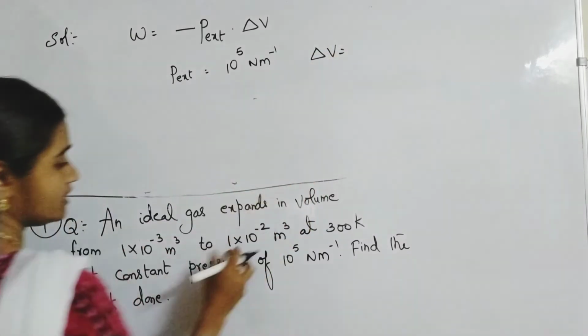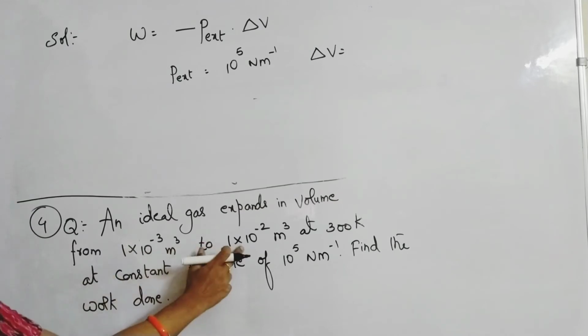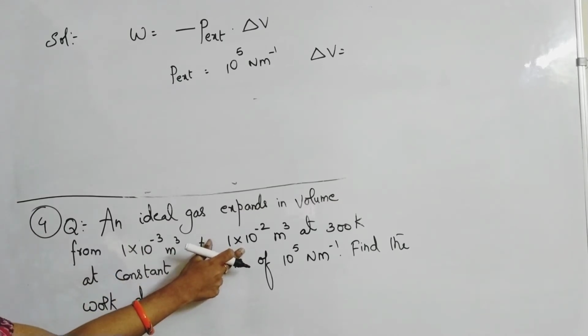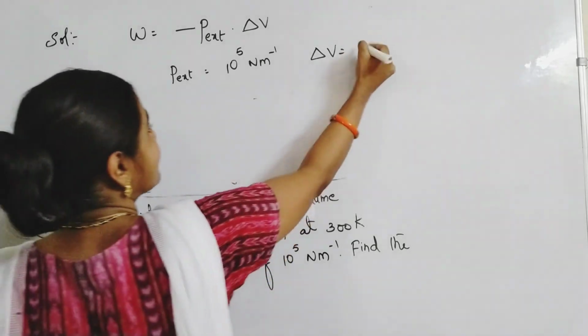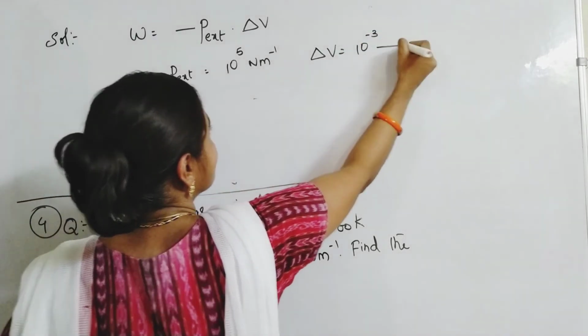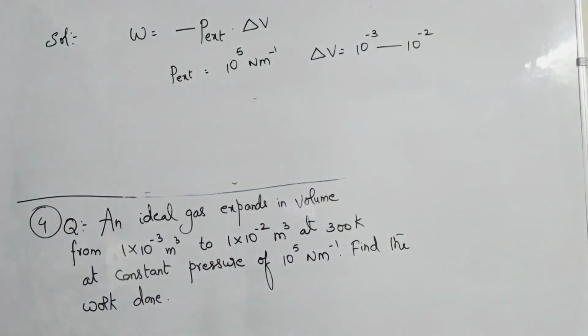Delta V. Initial volume, final volume are given. 10 power minus 3 to 10 power minus 2. Initial volume, final volume. Okay, so let us calculate that. Delta V is equal to 10 power minus 3 minus 10 power minus 2.